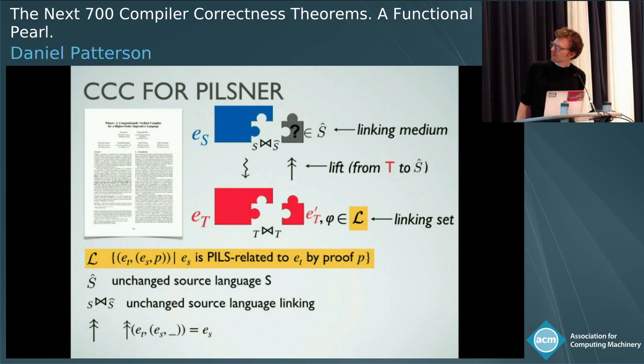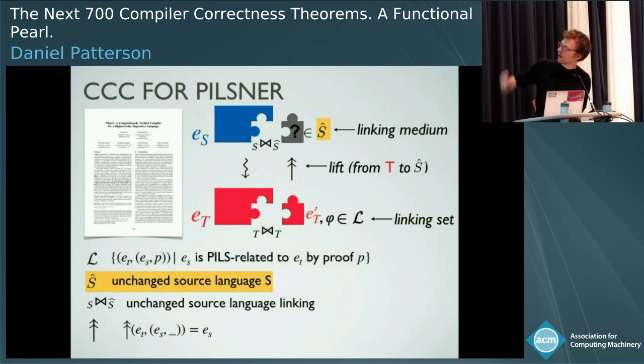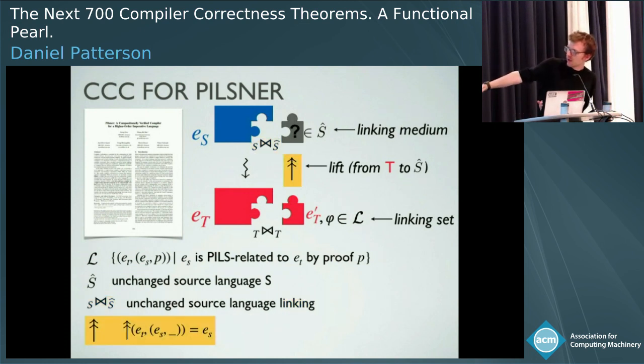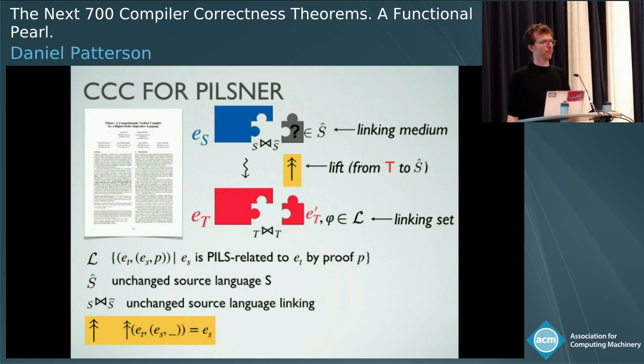That can link. And again, like SubCompCert, the linking medium is just the source language because this lift function can produce a source component for you. And that's what we need. The linking medium is something we need to be able to link to do the refinement. And again, we proved that our refinement follows from the proofs they did in the paper.